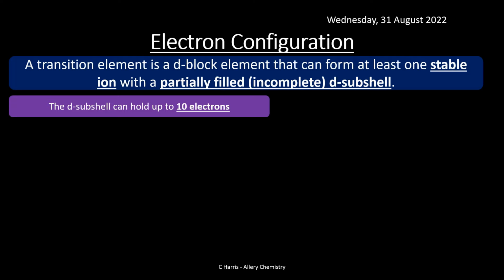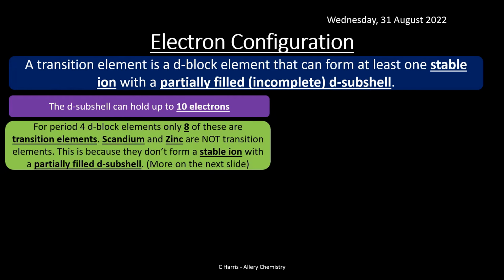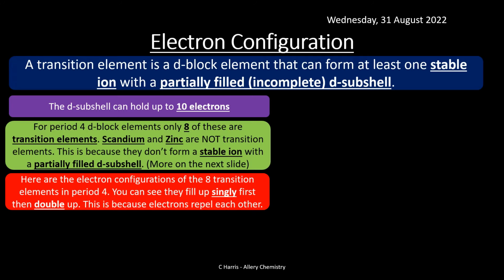The D subshell, as you'll probably remember from year 1 chemistry, can hold up to 10 electrons in total. For period 4 D block elements, only 8 of these are transition elements. Scandium and zinc, which are at the extreme ends of that top row of the D block elements, are not transition elements. This is because they don't form stable ions with a partially filled D subshell. We'll have a look at that a little bit later on.